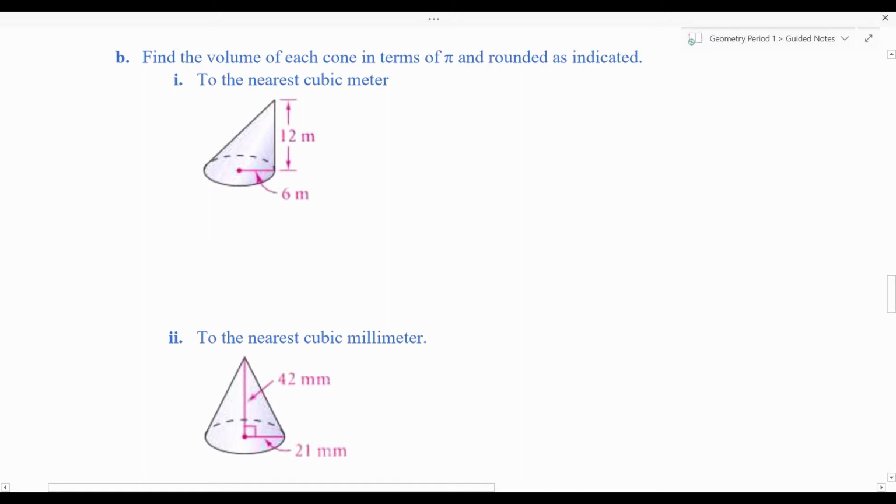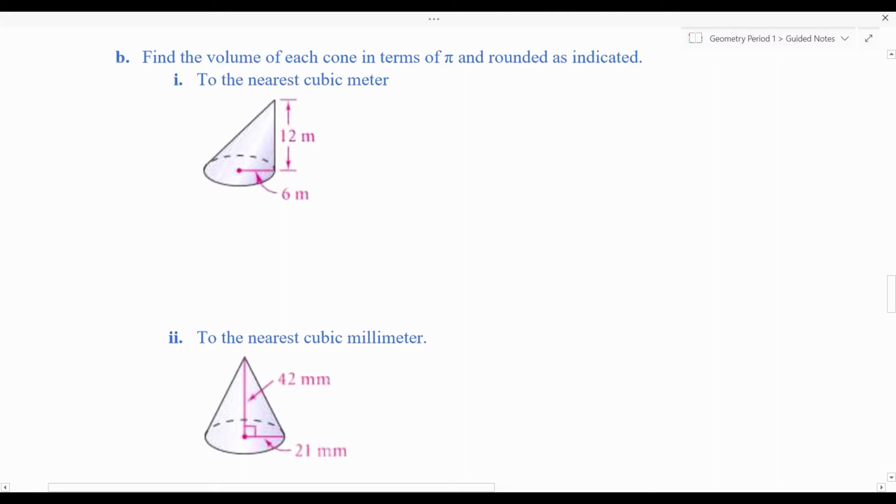All right, we have find the volume of each cone in terms of pi and round it as indicated, okay? To the nearest cubic meter for number 1, and the second to the nearest cubic millimeter. All right? Good luck and see if you get the same that I do.